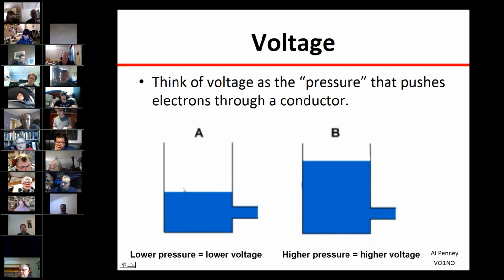Now, this could be as big as the Pacific Ocean, just that this is the potential difference right here. This is the voltage measured by the depth of the water. So the pressure right here is going to be the same no matter how big this container of water is. It's the height that matters. So voltage is the pressure that pushes electrons through a conductor.